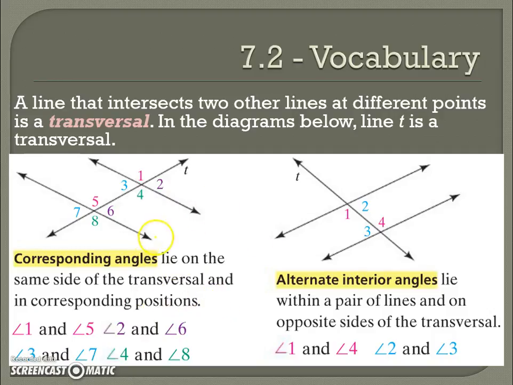For alternate interior angles, it's the angles that are opposite of one another. So alternate interior angles lie within a pair of lines and on opposite sides of the transversal. So 3 is right here. If I go to the opposite side, what is on the other side of that? It's going to be the 2 and the 3. On this side, it's the 1 and the 4. So that's what alternate interior angles are. You want to make sure you have this copied down well in your notes so that you can refer back to it and remember what it is.